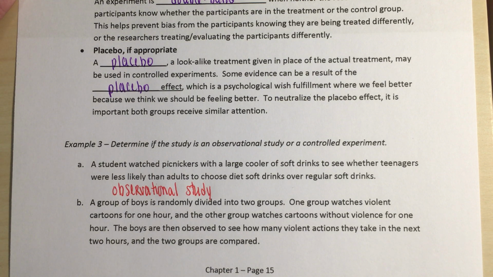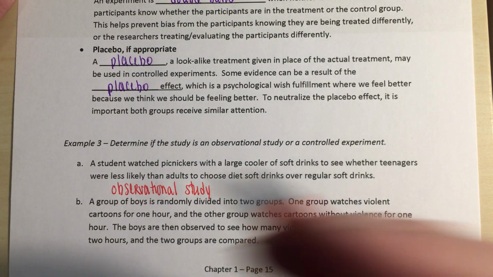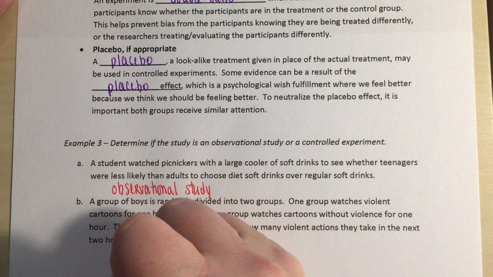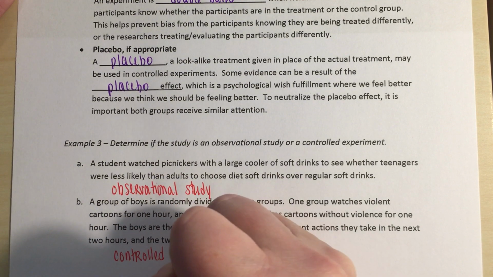Right, for B, a group of boys is randomly divided into 2 groups. One group watches violent cartoons for an hour and the other group watches cartoons without violence for 1 hour. The boys are then observed to see how many violent actions they take out in the next 2 hours, and the groups are compared. Right, so here we have split the people into categories. Right, we've split them into 2 groups. We can only hope or assume they were randomly assigned. And then we have a controlled group, we have a treatment group, and then the results are studied. Right? This would be an example of a controlled experiment.